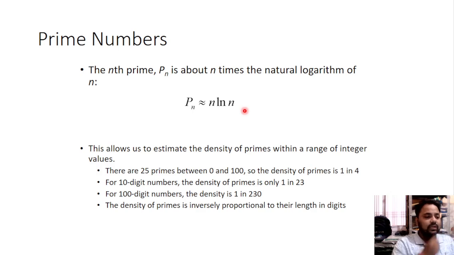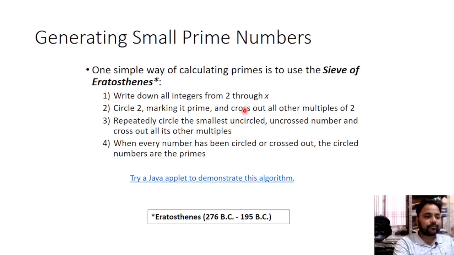This allows us to estimate the density of primes within a range of integer values. There are 25 primes between 0 and 100, so the density of primes is 1 in 4. For 10 digit numbers, the density of primes is only 1 in 23. For 100 digit numbers, the density is 1 in 230. The density of primes is inversely proportional to their length in digits.